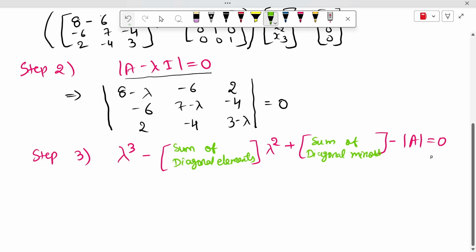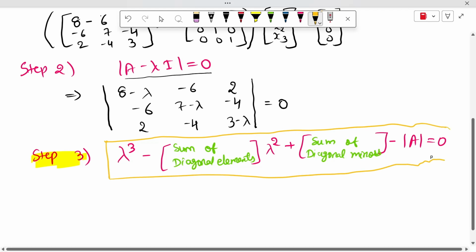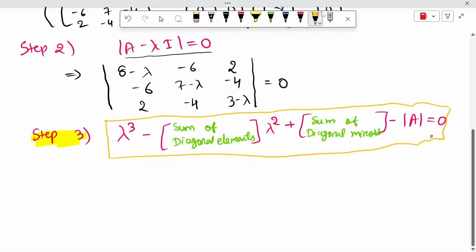So you have to remember this thing. It's very important. Here it will be negative, and here it will be negative. At two places it's negative, and then this equation comes. So you have to remember this equation. It's a very important equation. By this equation we will get the value of lambda, that is our eigenvalue. So let's solve this equation for our given example.